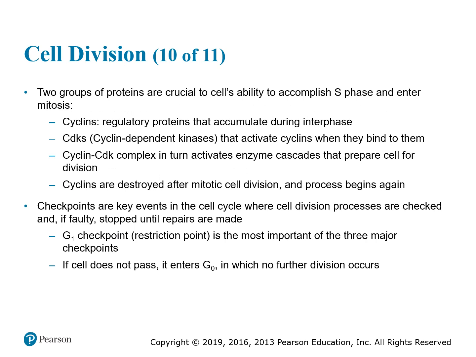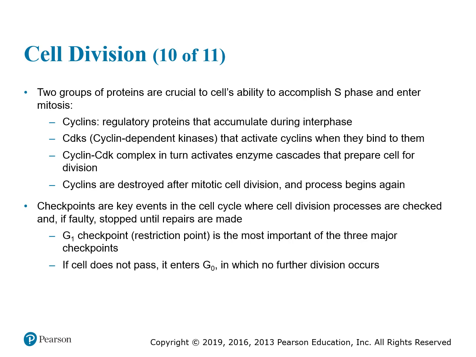Two groups of proteins are crucial for the ability to accomplish S phase and enter mitosis. Those are the cyclins and the cyclin-dependent kinases. So cyclins accumulate during interphase, and then CDKs activate cyclins when they bind them. In turn, they activate enzymes that prepare the cell for division. After mitosis, they're destroyed and the process begins anew.